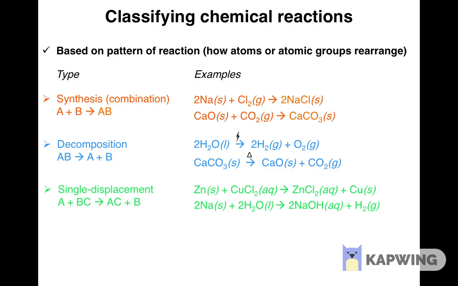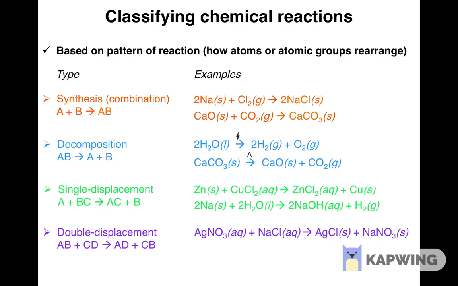The fourth and final type of reaction in this classification is the double displacement reaction. We have already seen a number of such reactions when we talked about reactions between compounds in aqueous solutions. One example is the reaction between silver 1 nitrate and sodium chloride that leads to the formation of silver 1 chloride and sodium nitrate. It is a precipitation reaction because one of the products, silver chloride, is insoluble in water.